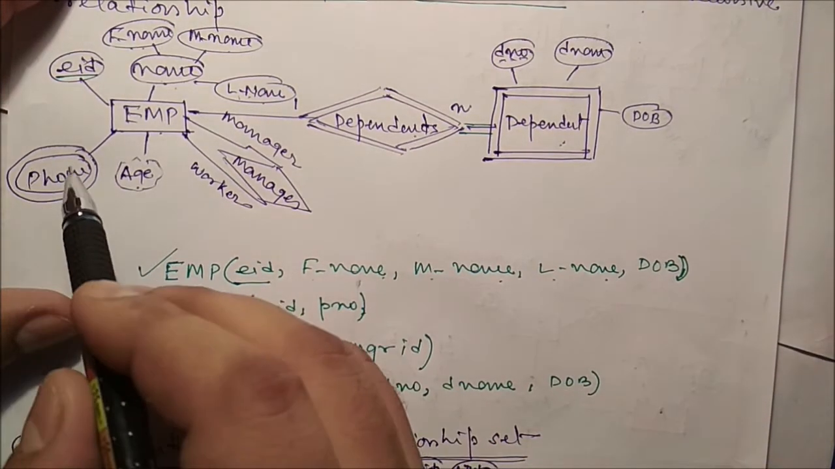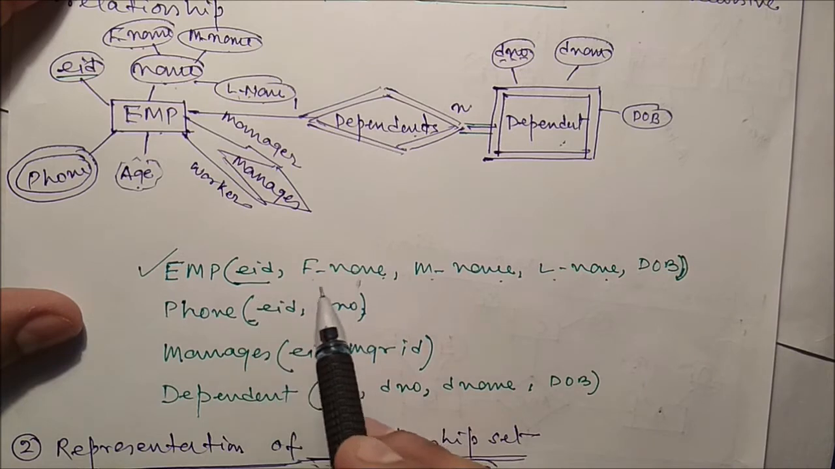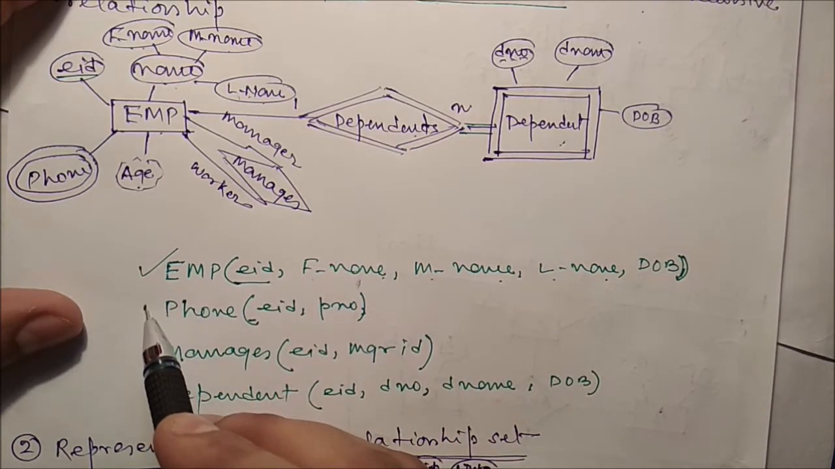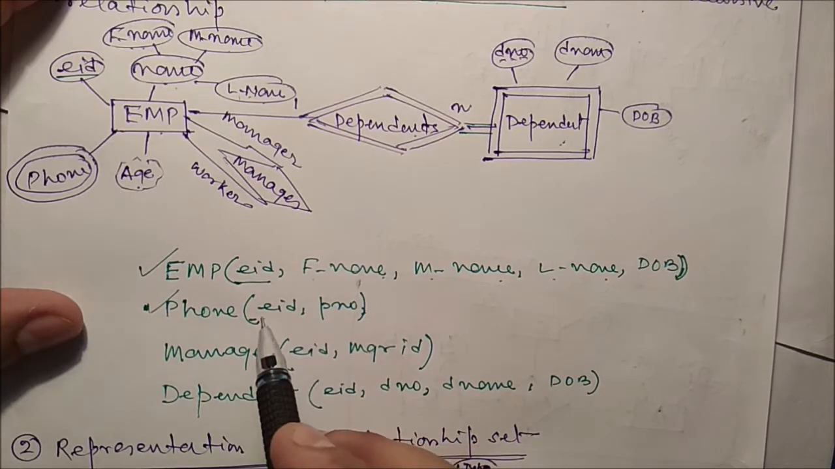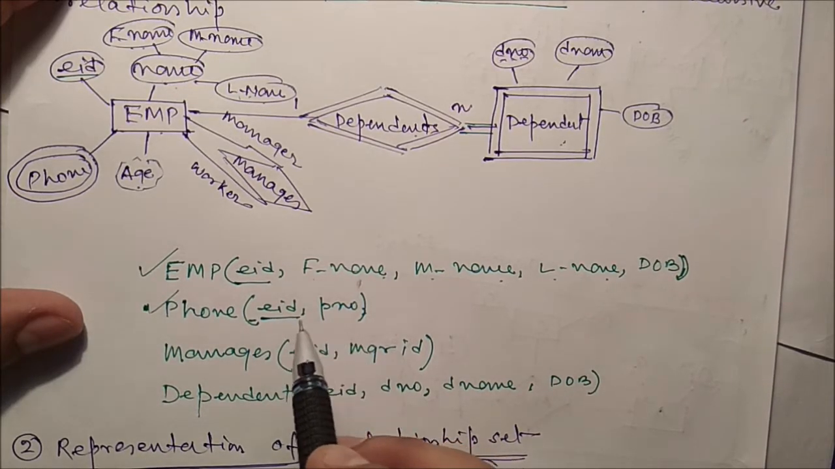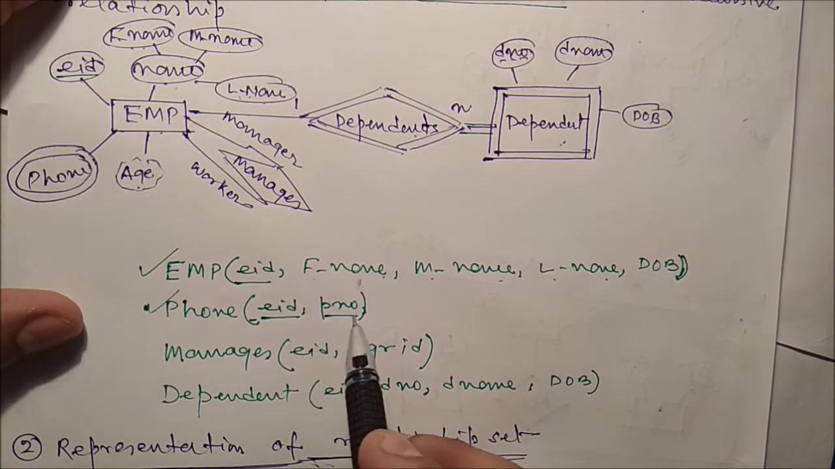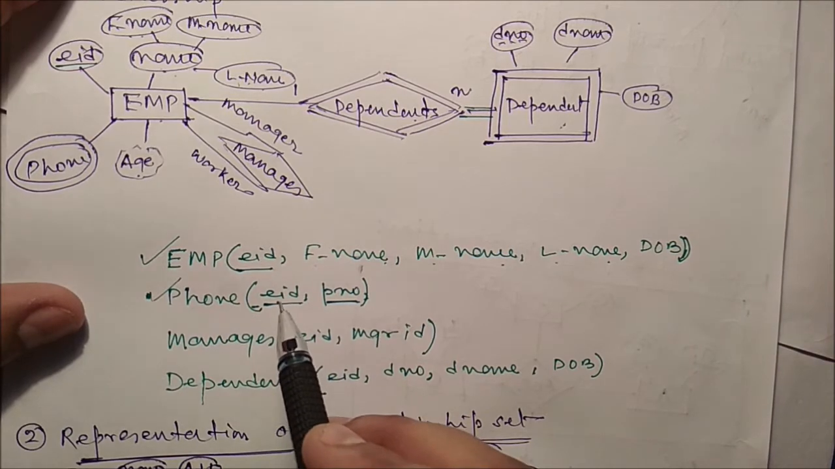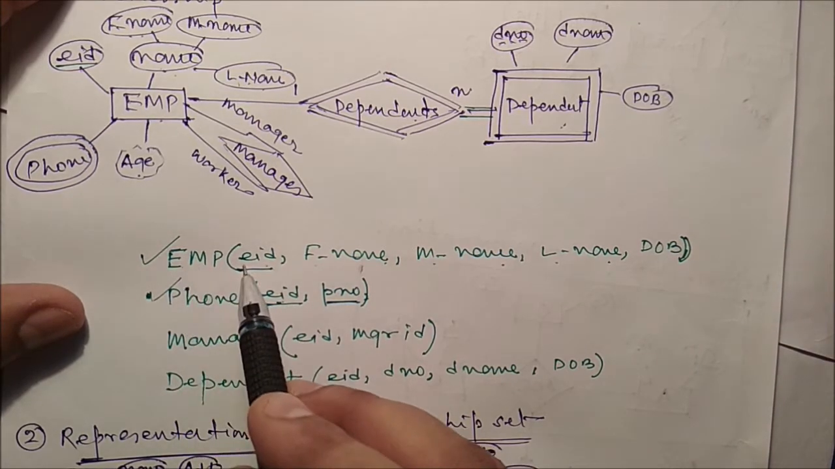Next is phone, the multi-valued attribute. Now you just see here you should not put the multi-valued attribute in employee. We have to create another table for that, where employee ID should be there and the phone number must be there. Are you getting this one? So employee ID and phone number together form the key, and here employee ID is a foreign key, which is the primary key of the employee.